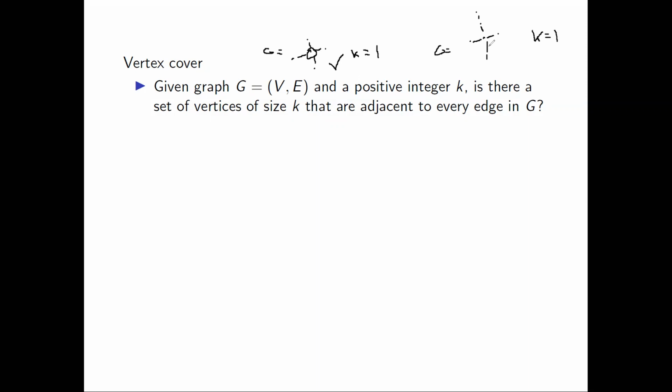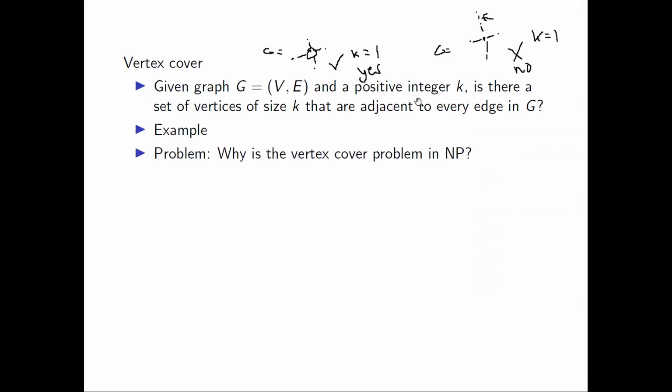In this one, is there a set of vertices of size k that are adjacent to every edge in G? And the answer is no for this one. There's no single vertex that's adjacent to every edge in G. So this vertex is adjacent to almost all of them, but it's not adjacent to that one. So that's what messes it up. So the answer would be yes for this instance, but no for that instance. And that's an example of it.